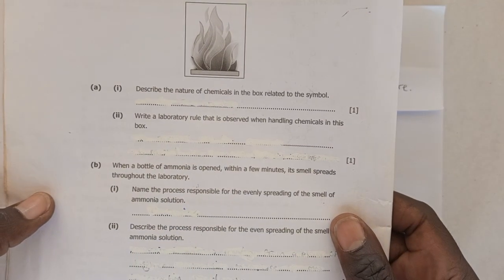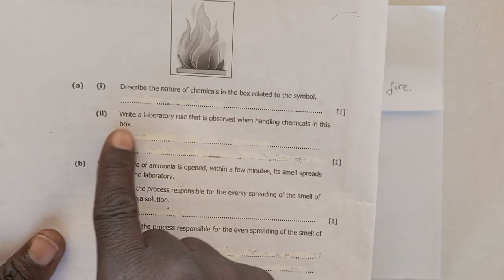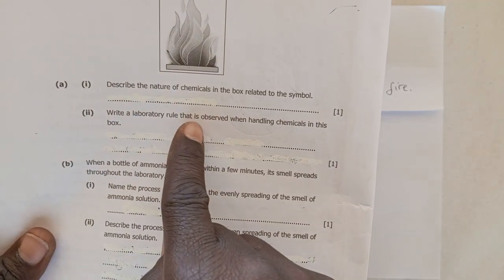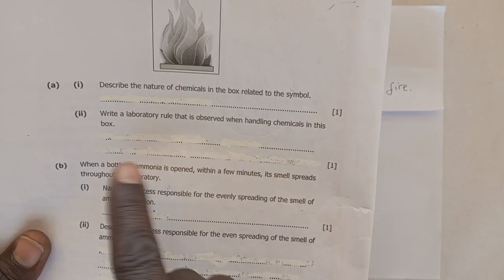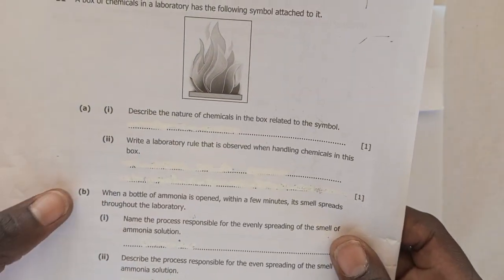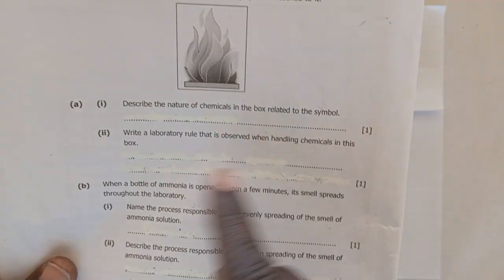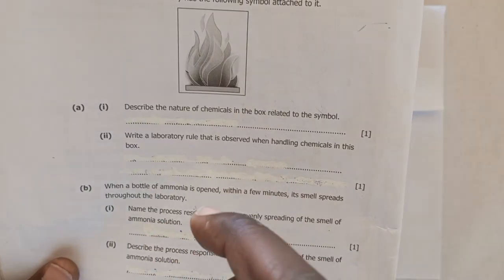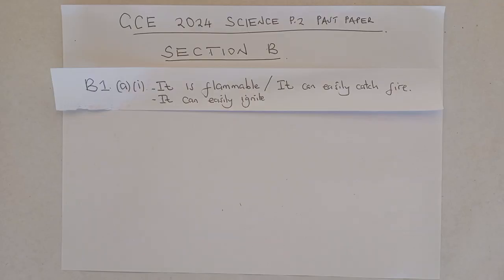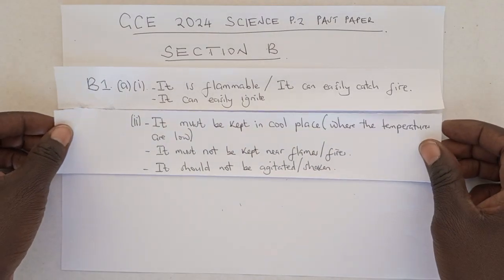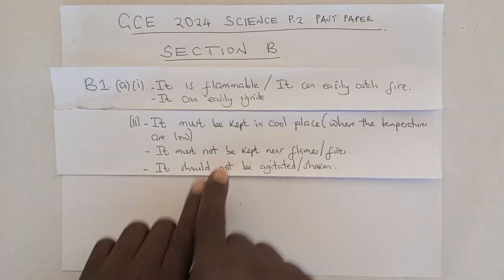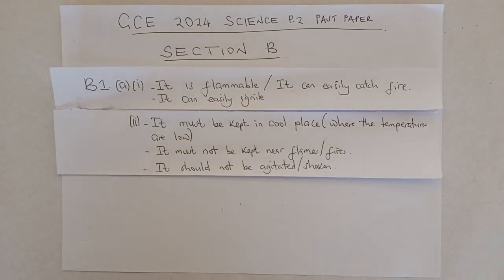We go to the second question. Write a laboratory rule that is observed when handling chemicals in this box. So what laboratory rule are you going to observe when you are handling a chemical or chemicals in a container or box with this label or with this symbol? Okay, then the answer would be that the chemical must be kept in a cool place.